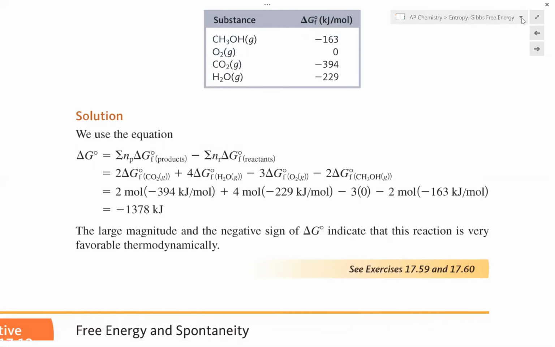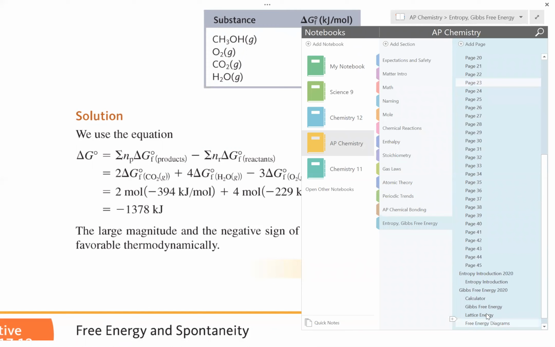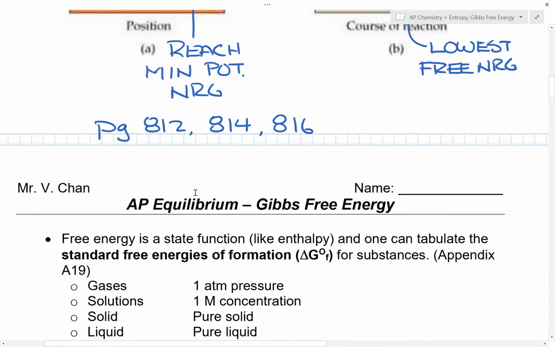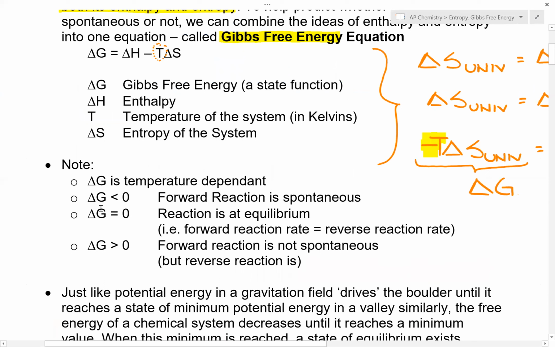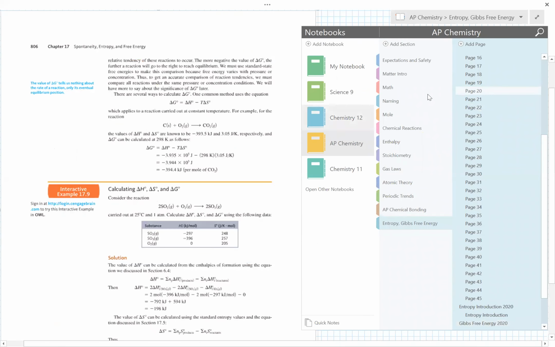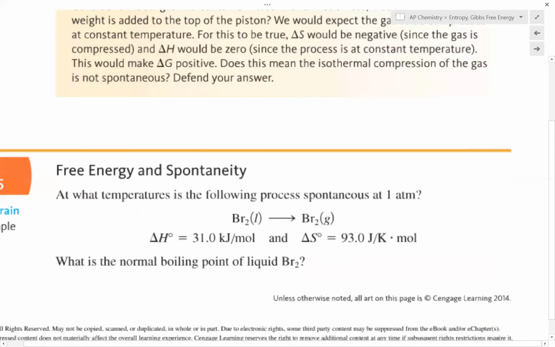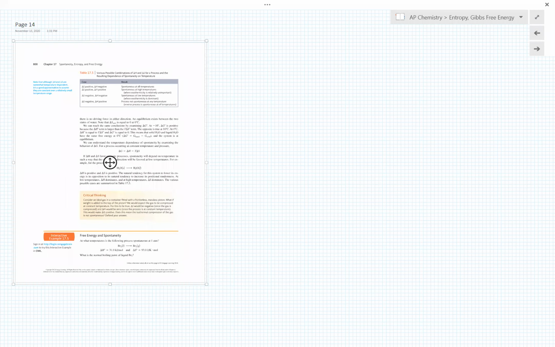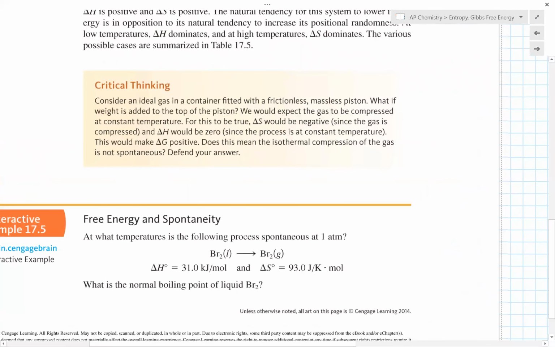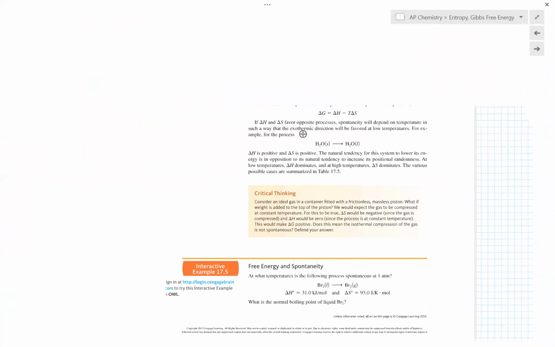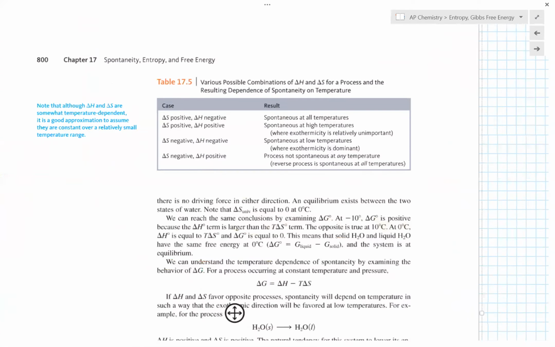Now, before I move on, recall that delta G was equal to 0 at equilibrium. I want to take a minute to go through one of the examples on page 801. Okay, I believe it's right up here. In this case, it asks: what is the normal boiling point of liquid bromine? This is found on page 801. Oh, sorry, page 800.